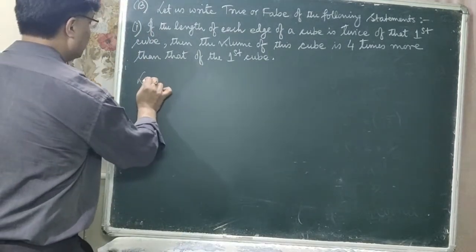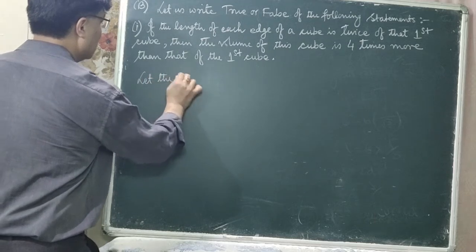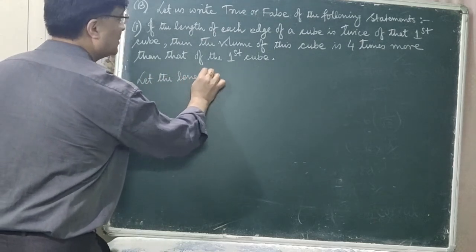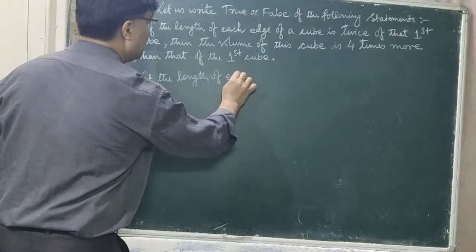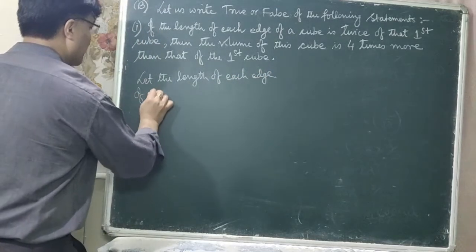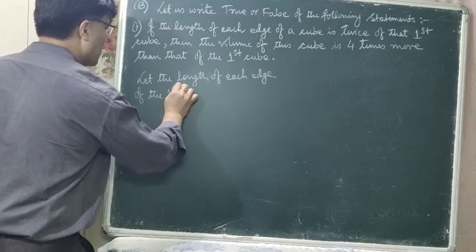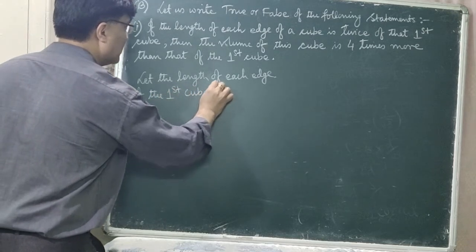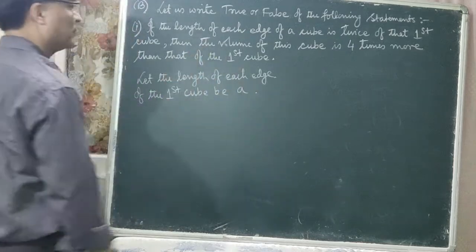Whether the statement is correct or wrong, it may be true, it may be false. Let us check it. Okay? So let the length of each edge of the first cube be small a.